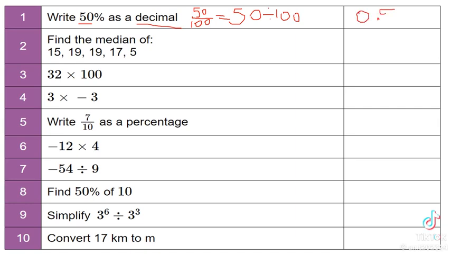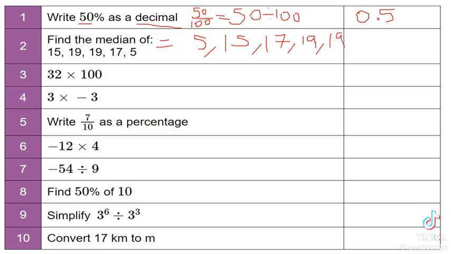Okay, for that one. Okay, question number 2. Find the median of the list of numbers. So putting them in order from smallest to biggest or biggest to smallest. Okay, 5, 15, 17, 19 and 19.